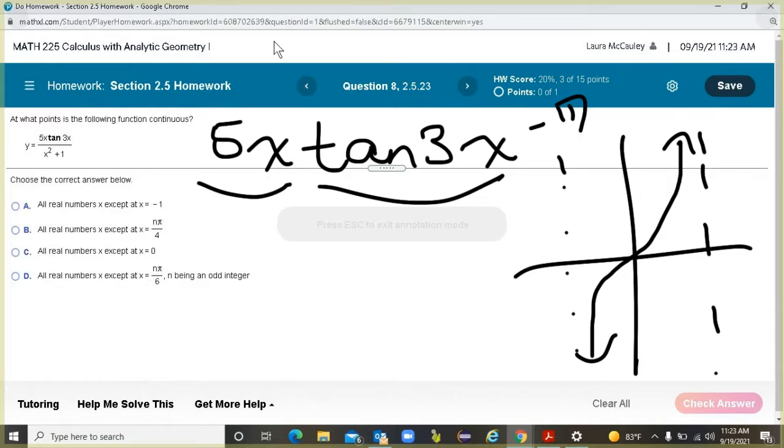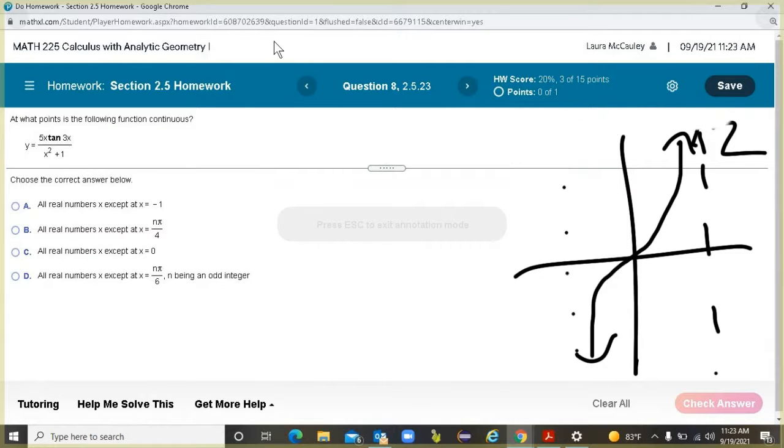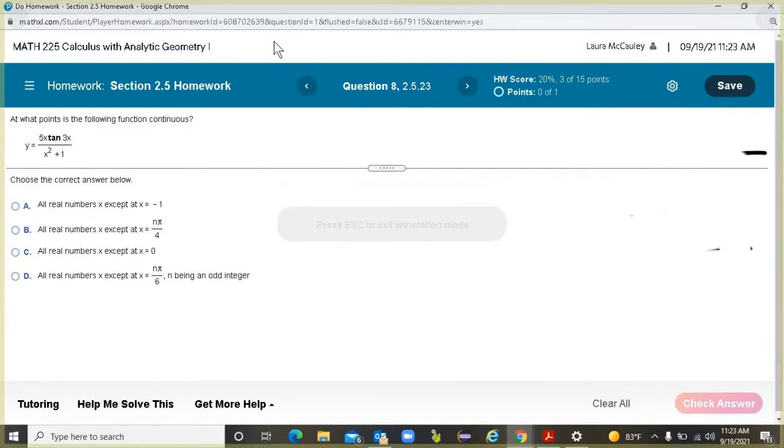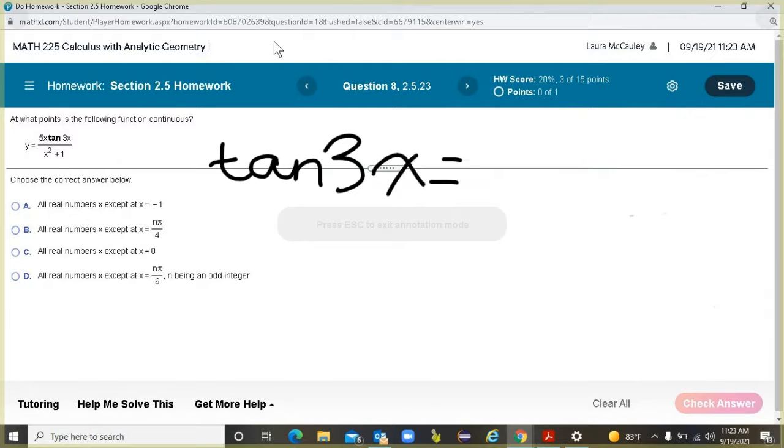It has asymptotes at negative pi over 2 and pi over 2 because it doesn't exist there. The reason is that tangent is sine over cosine. So we've got to figure out where tangent 3x, if you recall, that affects the period. So let's look at what values we'll have to exclude because of that tangent. Let's look at tangent 3x.